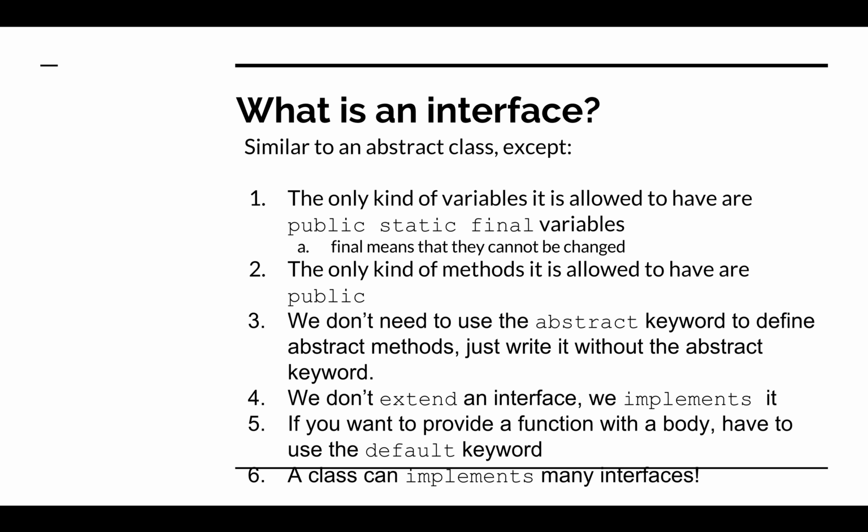Okay? Finally, a class can implement many interfaces. So a class can only extend one abstract class, but it can implement many interfaces. For instance, ArrayList implements comparable, iterable, and so on, where comparable is an interface, iterable is an interface, and so on.